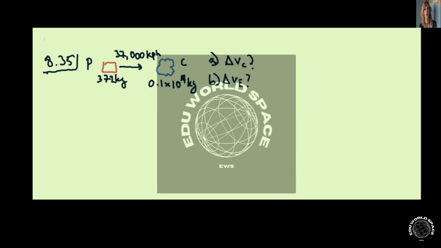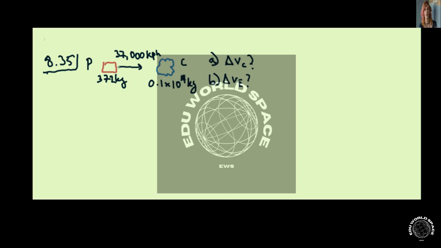Problem 8.35. So we're told about this mission that NASA did where they ran a probe, shown here in red, into a comet, shown here in blue, and vastly not to scale. And we're told the masses of these things: the probe had a mass of 372 kilograms, and for the comet, they can only estimate the mass, and we're told to use the lower end of the estimate, which is 0.1 times 10 to the 14th kilograms.